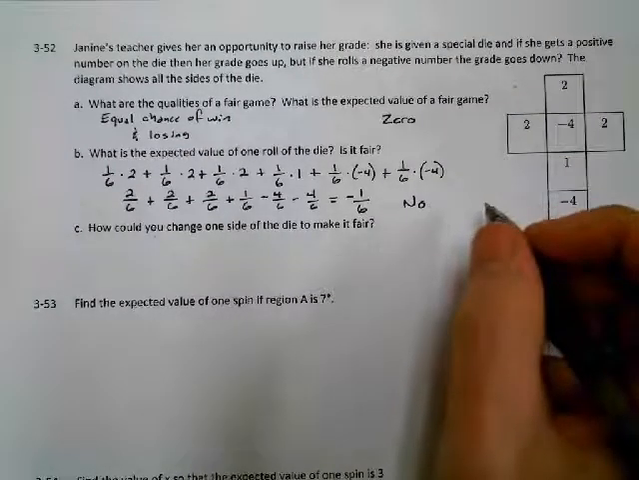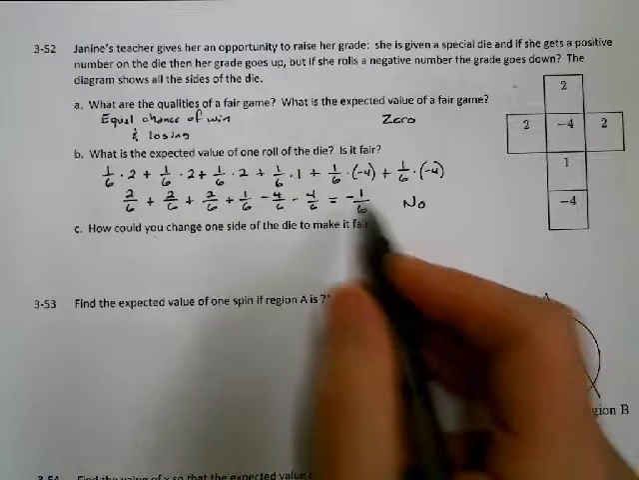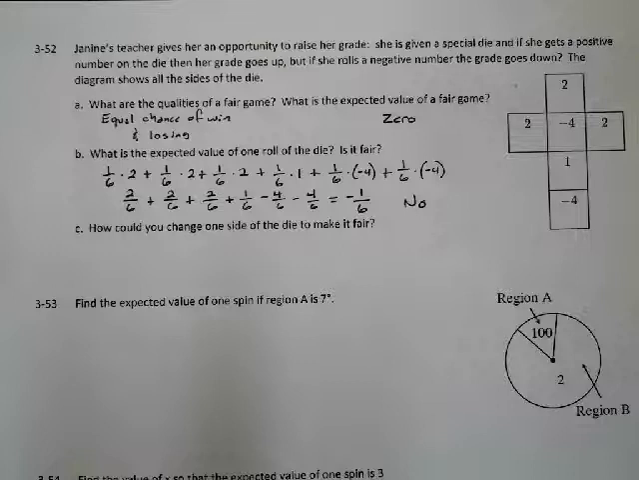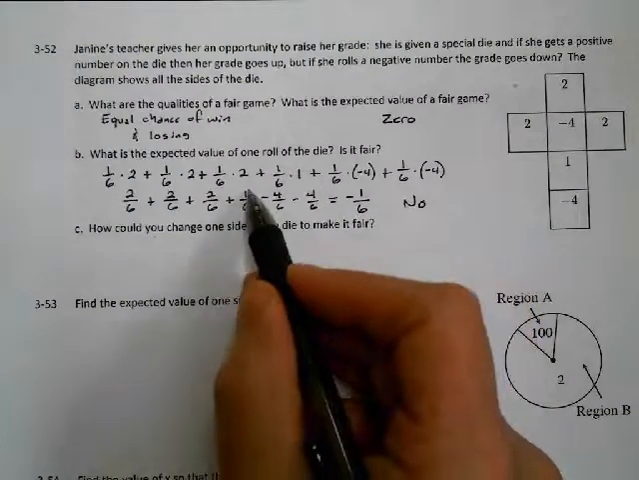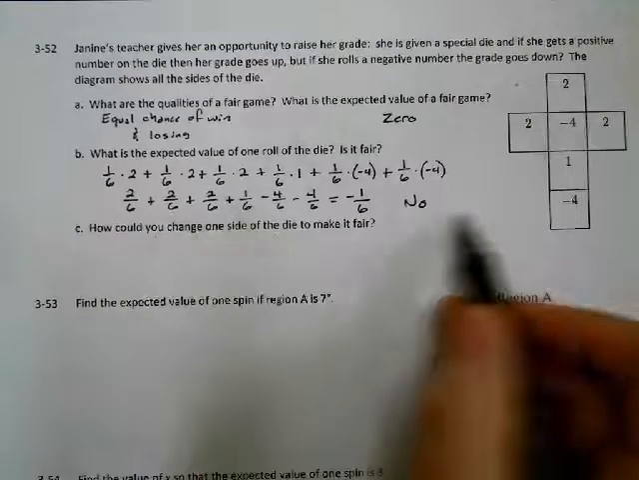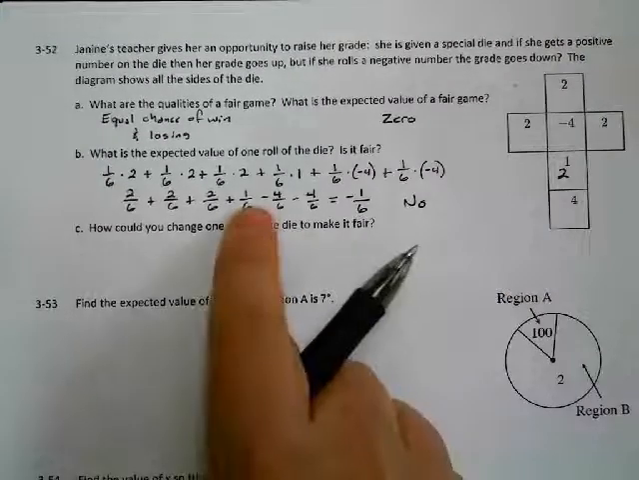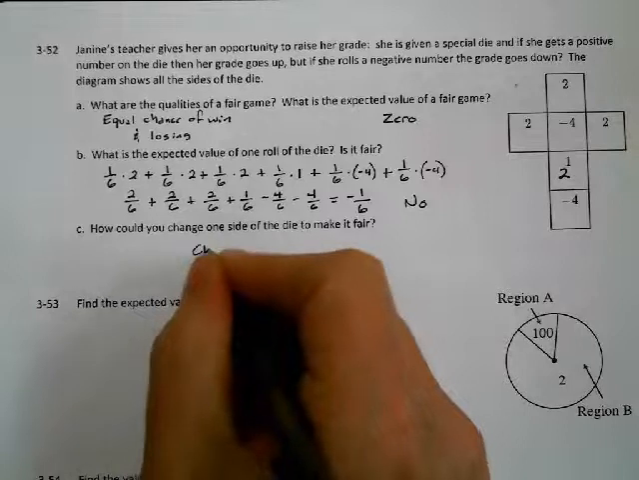A fair game would have 0 as our expected value. How could you change one side of the die to make it fair? We need 1 more 6th. So maybe if I made this into a 2 instead of a 1, this would be 2/6, and then it would be a fair game. I'd have 8/6 minus 8/6, and then it would have been a fair game. So change the 1 to a 2.